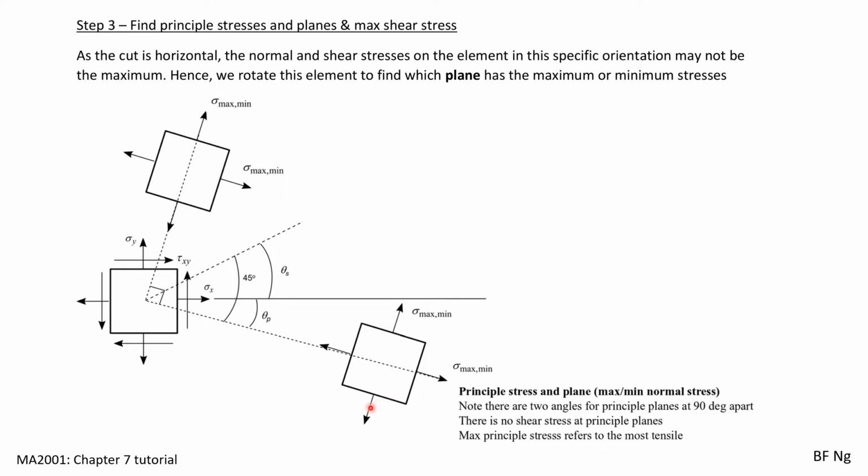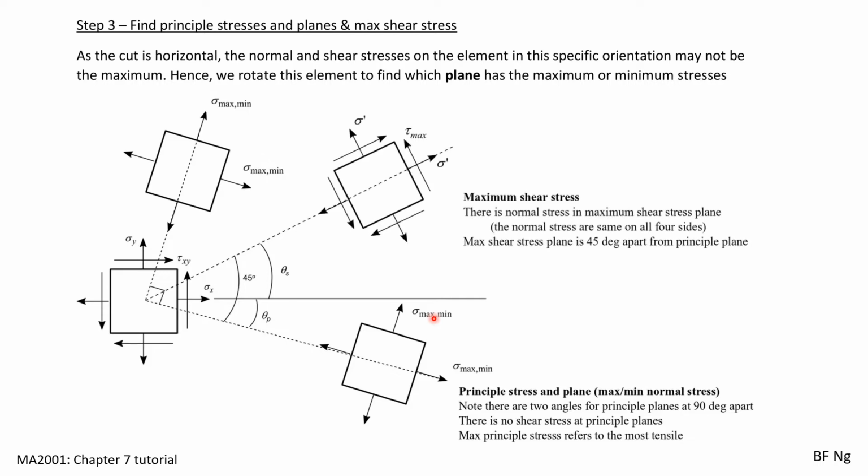The maximum principal stress is also the most tensile one. In other words, if we have both faces that are in compression, the maximum principal stress is the one that is most tensile or the least compressive one.